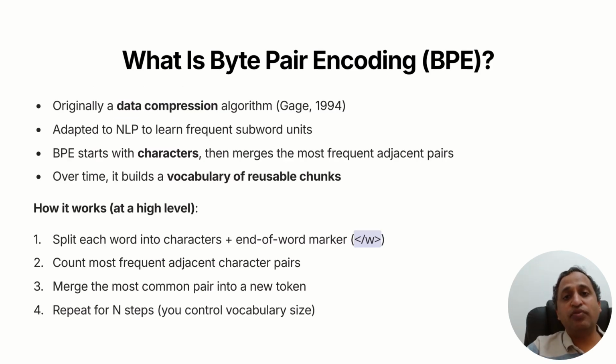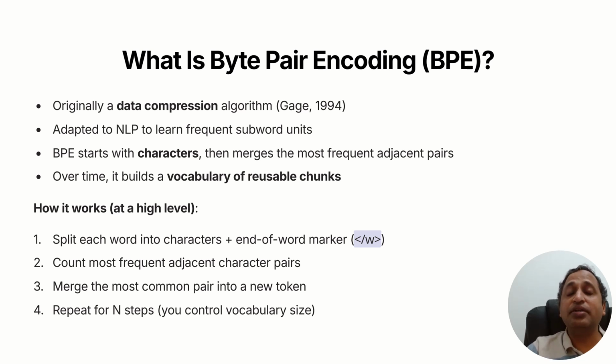Now that we understand how subword tokenization works, let's explore one of the most popular techniques used today, which is byte pair encoding, BPE. We are going to discuss this in depth, and the tokenizer we are going to develop is also based on BPE. BPE was also adopted in NLP for a different purpose, to learn frequent and meaningful subword patterns. The idea is very simple.